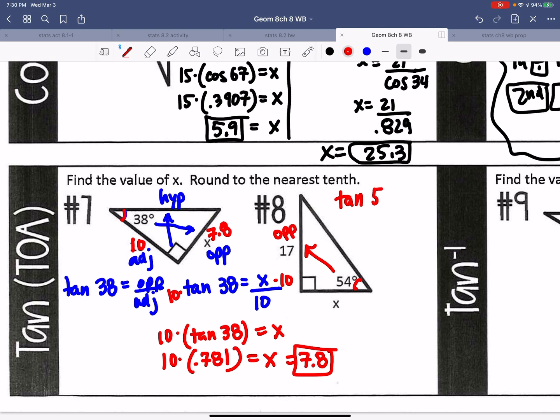Now looking at here, our reference angle is 54. Opposite the 54 degree angle, we have 17. And the adjacent side, we have x. The hypotenuse, once again, is blank. So that's why we're using tangent. We see here we can swap these, right? So I can list the x here and then put the tangent of 54 on bottom.